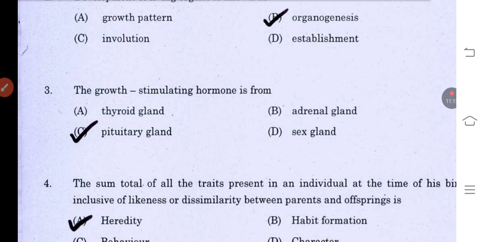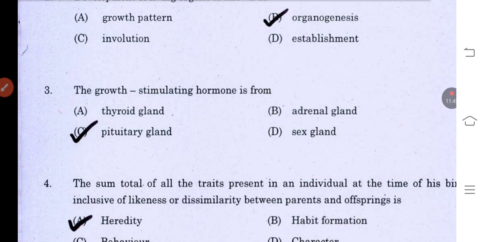Over here, the growth stimulating hormone is from, actually they have given 4 glands over here, and we should be very clear with the hormones which are secreted in all these glands. Then only we can choose the correct answer. Over here the hormone is given in the question. The growth stimulating hormone is from which gland, from where it is secreted.